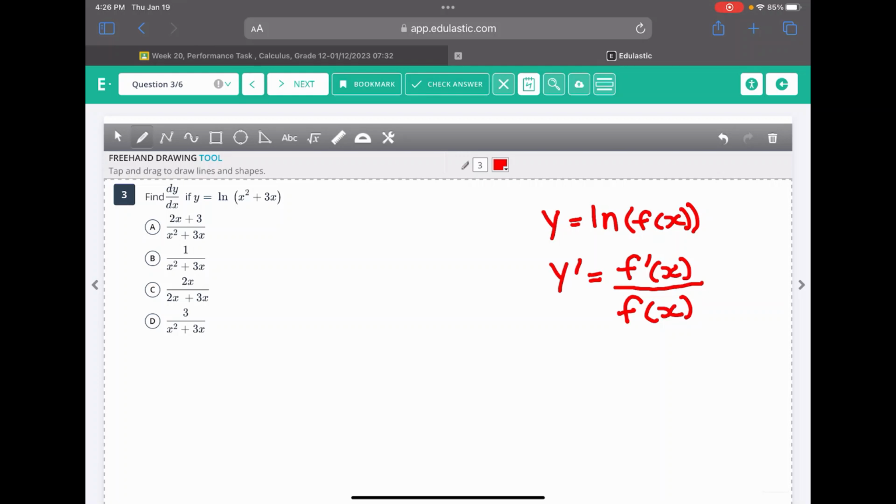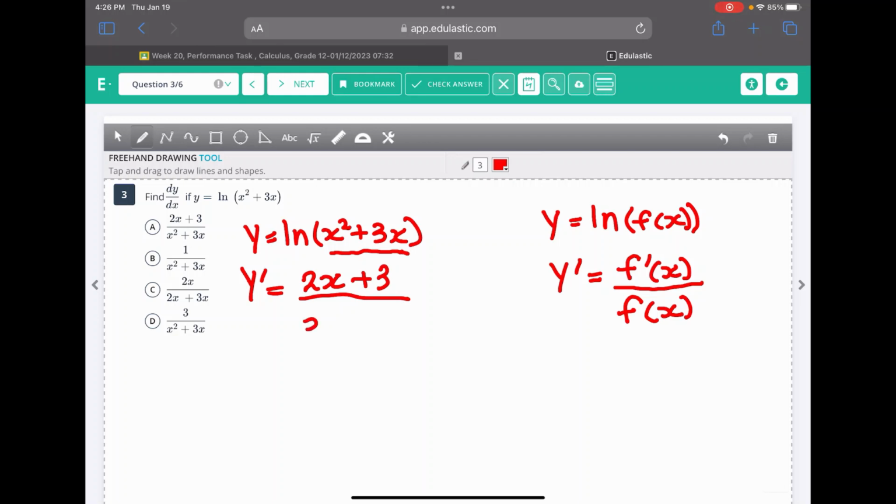So if our function over here is ln of x² plus 3x, then y prime is going to equal a fraction, and the top is going to be the derivative of f of x. And f of x in our case is x to the power of 2 plus 3x. So the derivative is going to be 2x plus 3. And then on the bottom, we want the original function. So we're just going to put x to the power of 2 plus 3x.